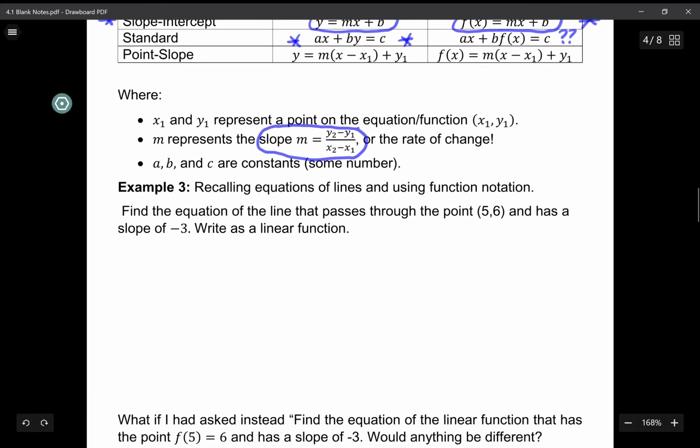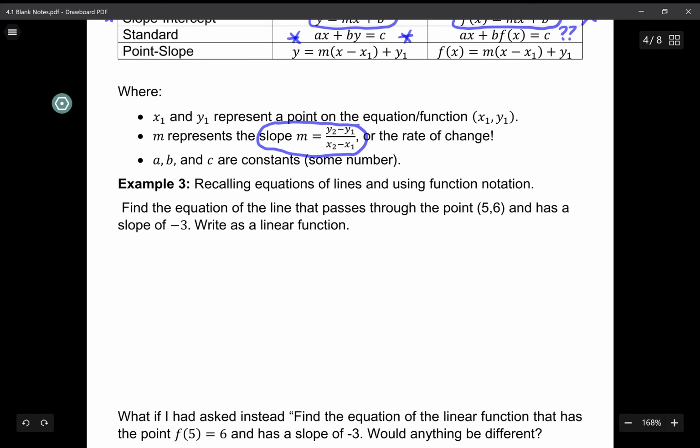All right, so let's go ahead and practice using this, get a little bit of a review. So let's recall equations of lines and practice using function notation. What we want to do is find the equation of the line that passes through the point (5, 6) and has a slope of -3. And then we're going to write it as a linear function. So it passes through the point (5, 6) and it has a slope of -3.